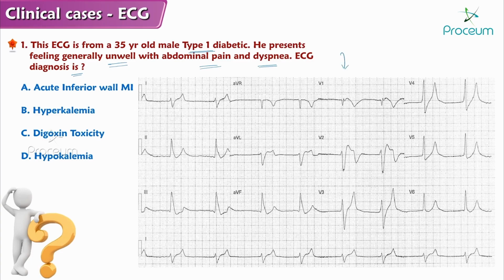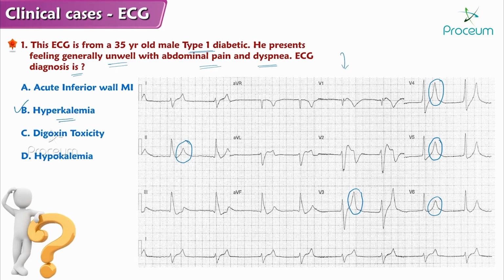What is the diagnosis? The options are acute inferior wall MI, hyperkalemia, digoxin toxicity, and hypokalemia. If you take the ECG here, you are able to make out that there is presence of tall tented T waves. What is the presence of these tall tented T waves suggestive of? This is suggestive of hyperkalemia.